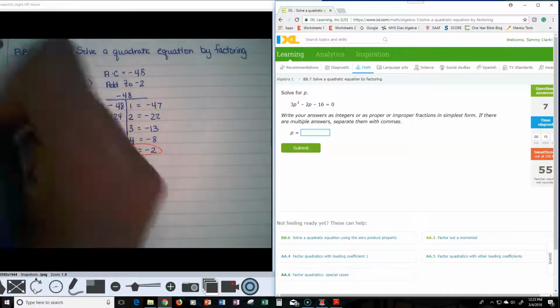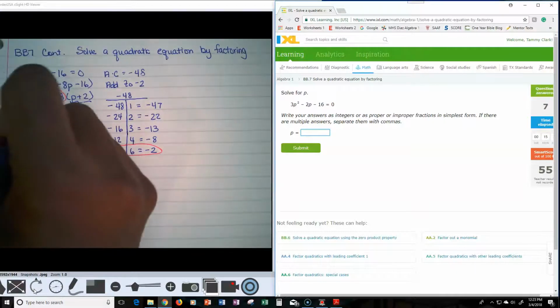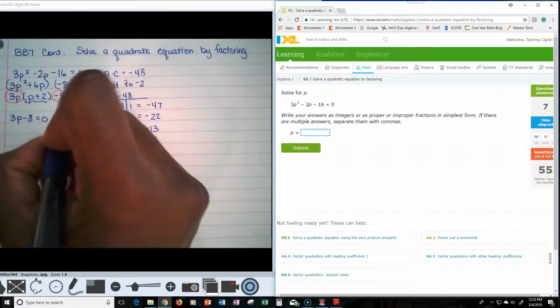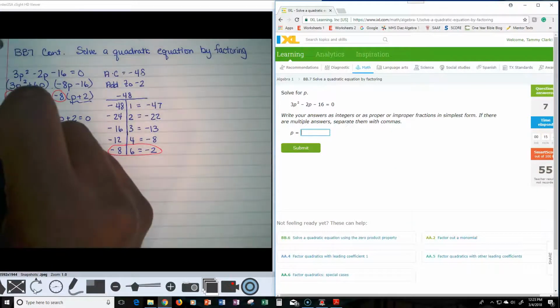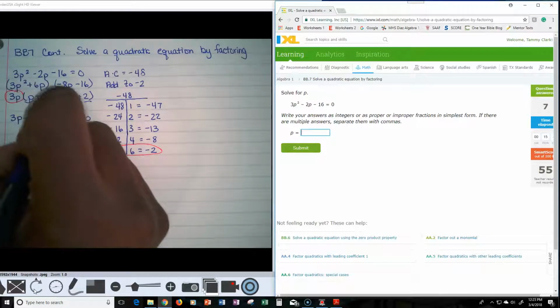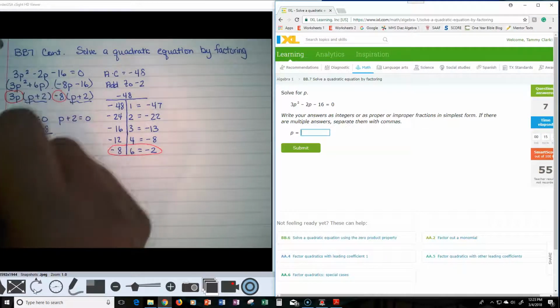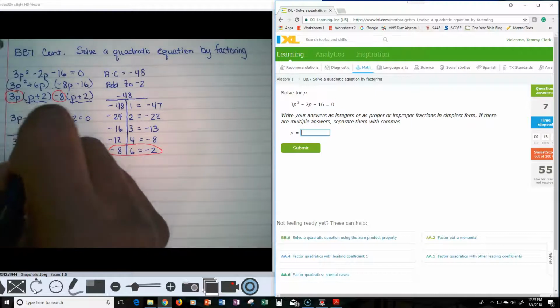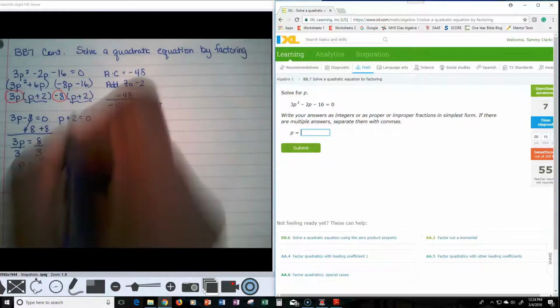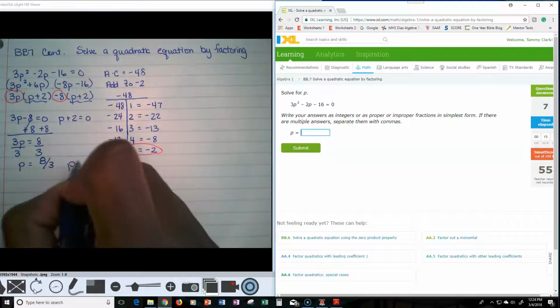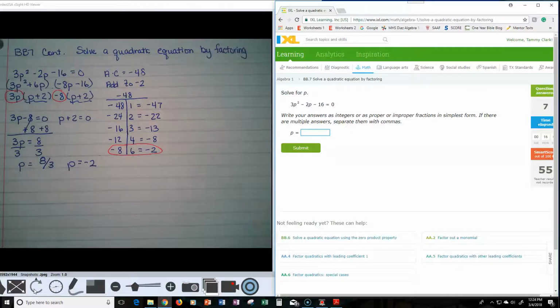So that would be 3p minus 8, set that equal to 0. P plus 2 equal to 0. Well, we know that's going to be plus 8 on both sides of the equal sign. So that's 3p equals 8. Divide by 3, divide by 3. P therefore is 8/3. We don't have to do that much work on this one. P therefore is equal to negative 2.